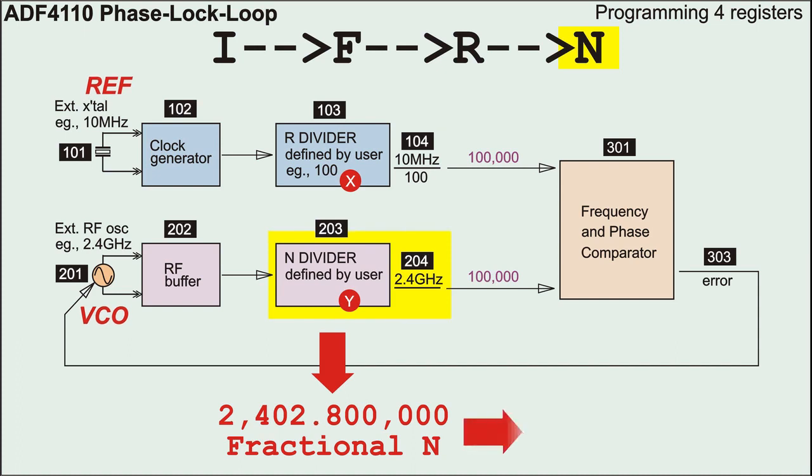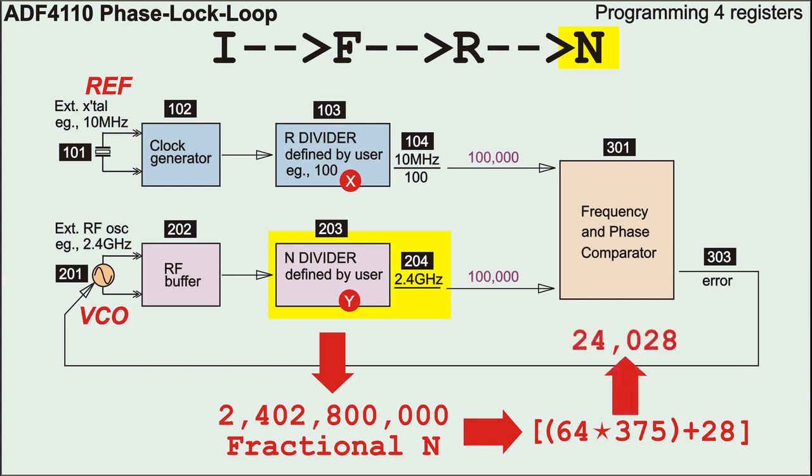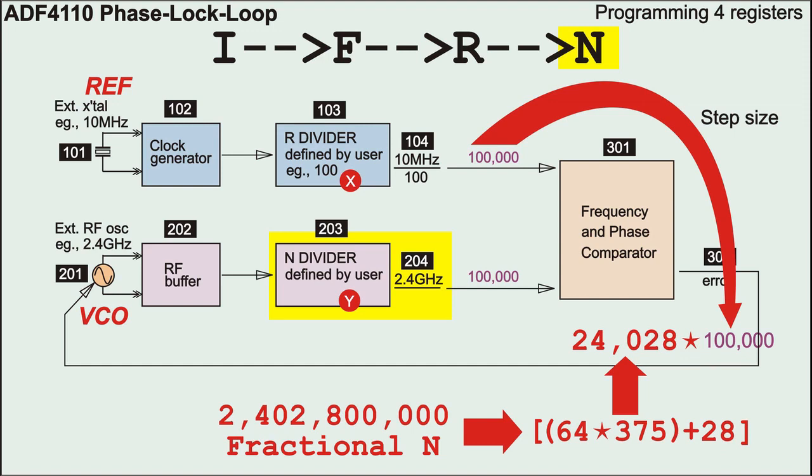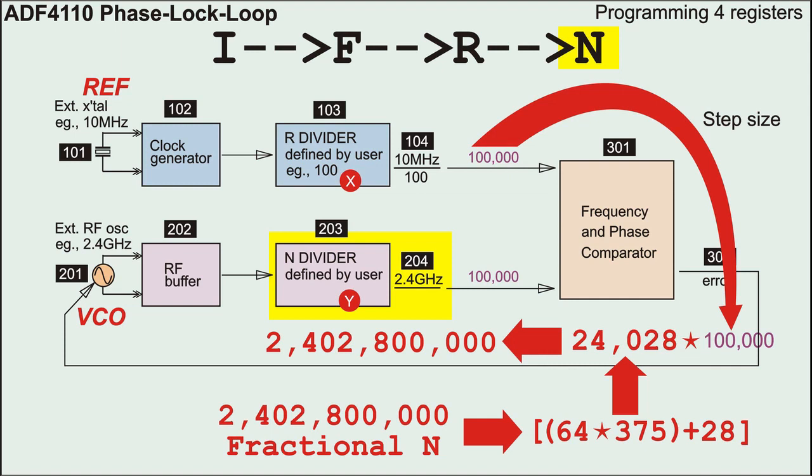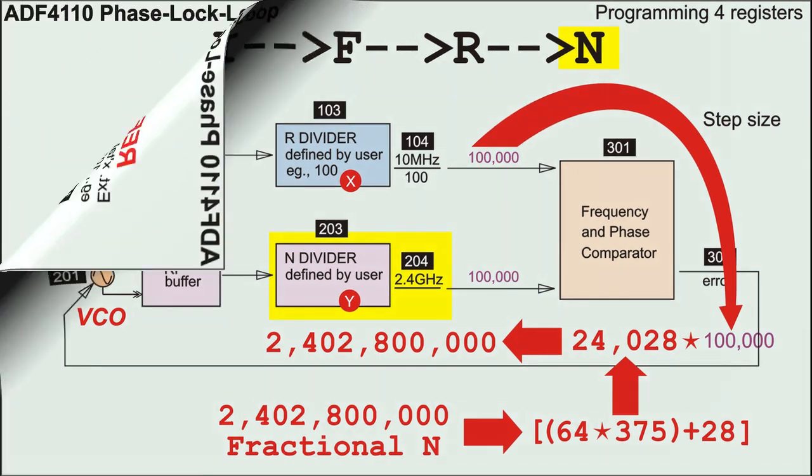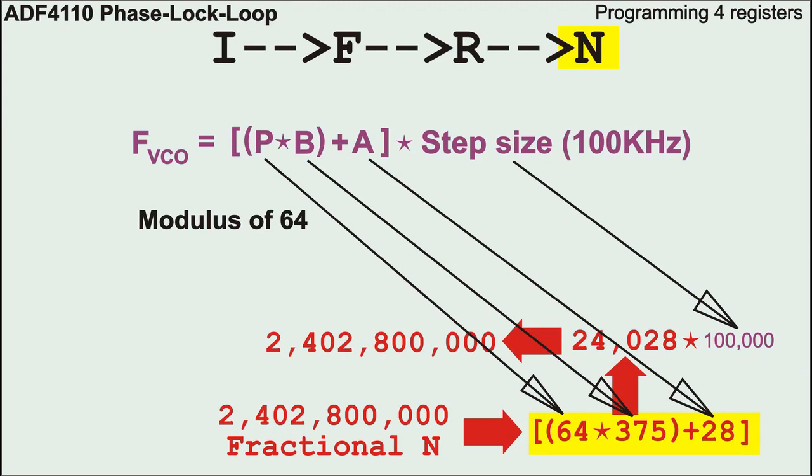The fractional N is basically the product of P and B plus A as shown here, with P equals 64, B equals 375, and A equals 28. The result becomes 24028. By multiplying the result with the step size 100 kHz, the final result is exactly equal to the VCO frequency that we want to generate. To simplify this method, a specific formula that defines the relationship between VCO frequency, 64, 375, and 28 is created.